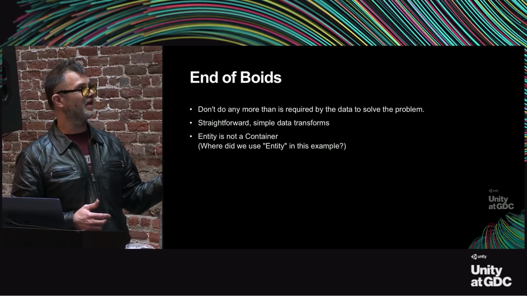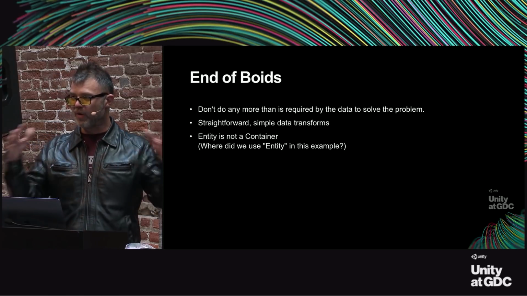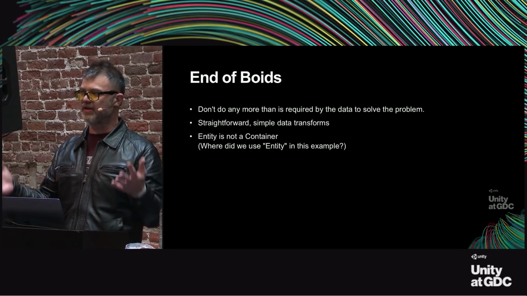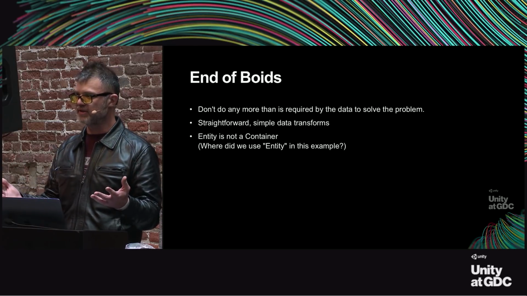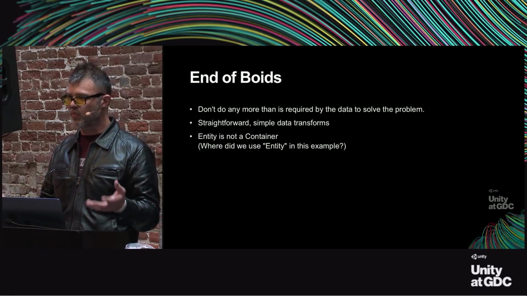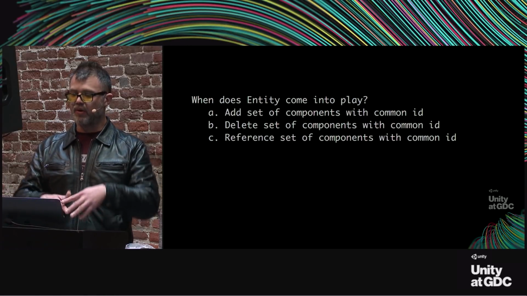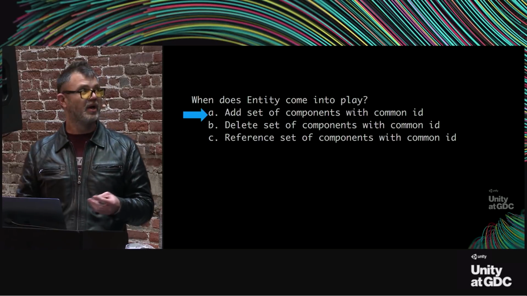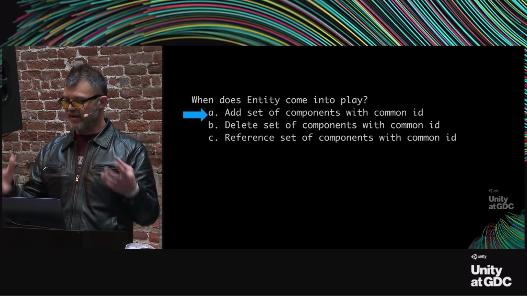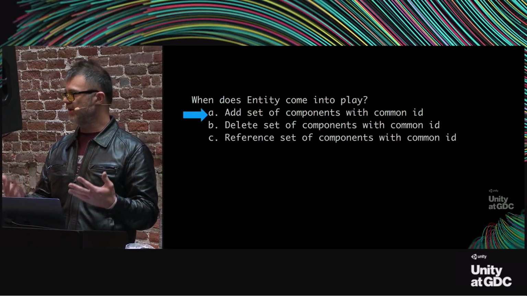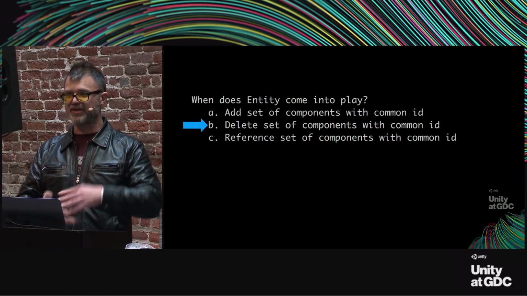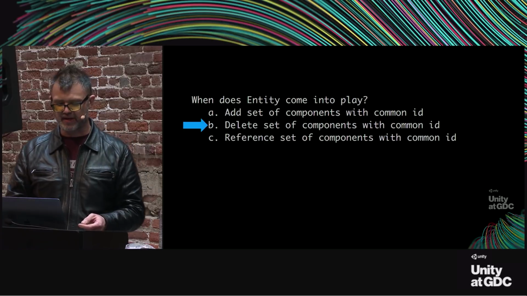And I'll remind you, entity is not a container. In no way, we talked about how the voids work. At no point in there did we talk about entities. Like, entity is not a requirement to reasoning about how those transformations worked, right? So where does an entity come into play? It comes into play in 3 cases. One is if you want to add a set of components with a common ID. That common ID is an entity ID. If you want to delete a set of components with a common ID, that ID is an entity ID.